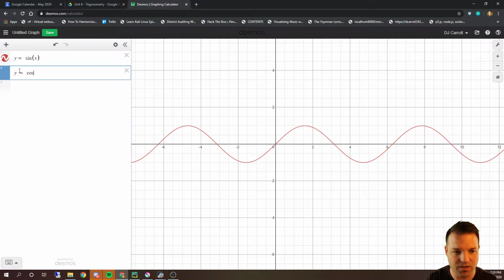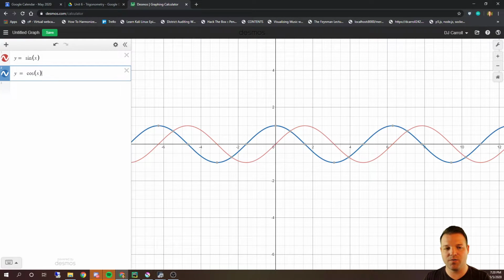Y is equal to the cosine of x. And this is actually going to look very similar. So here in blue, we have the cosine of x. And I'm just going to go ahead and turn off the sine right now. And remember, the cosine actually stands for the x value. And remember, at the angle 0, the x value, or the cosine of that angle, is 1. So that's why this starts at positive 1.